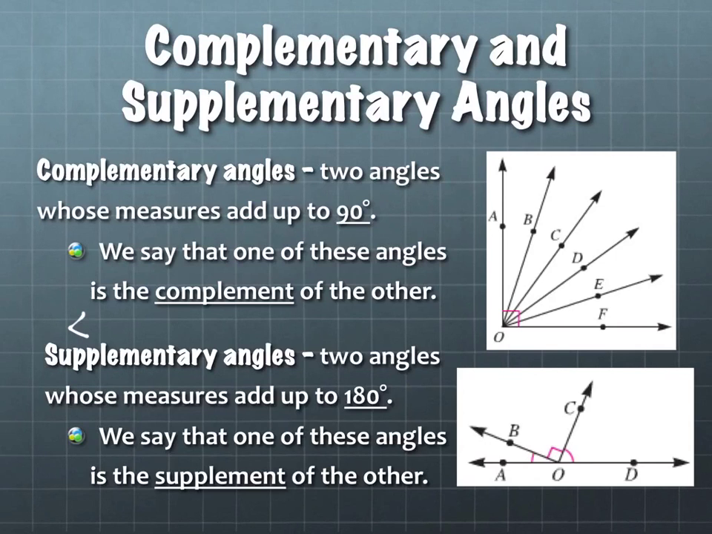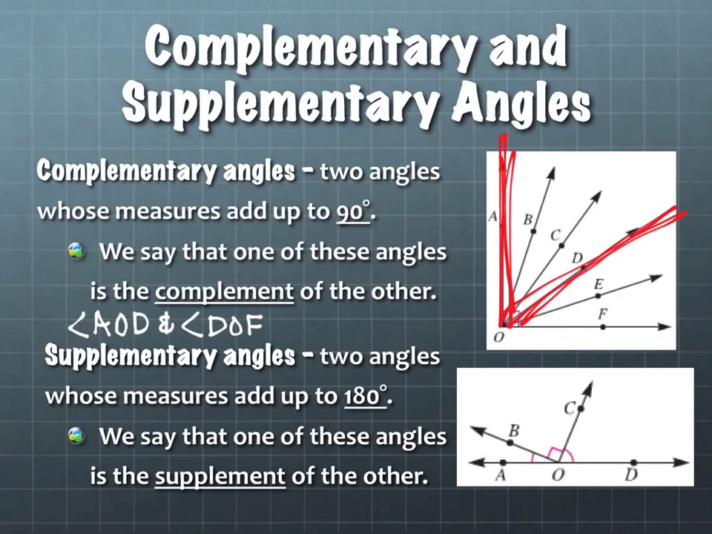So with the pictures that we have here, let's see if we can write down an example of complementary angles. Somebody give me one angle pair that would be complementary angles in this diagram. Okay, so let's check. AOD would be this one that I've marked in red, and then DOF would be the one that I'm now marking in blue. Do the measures of both of those add up to 90 degrees? Yes, so those would be complementary angles.